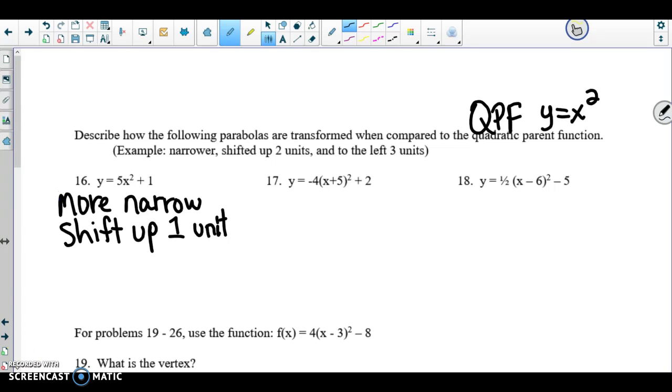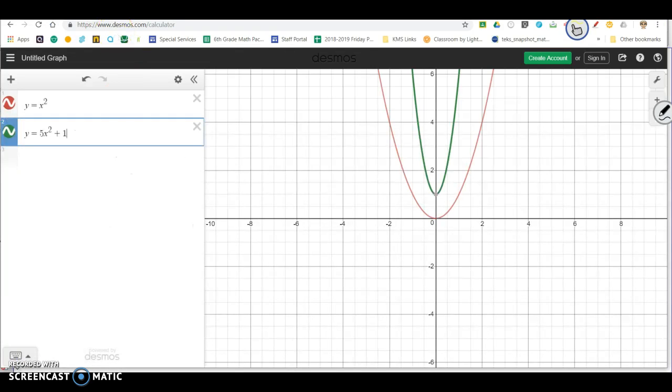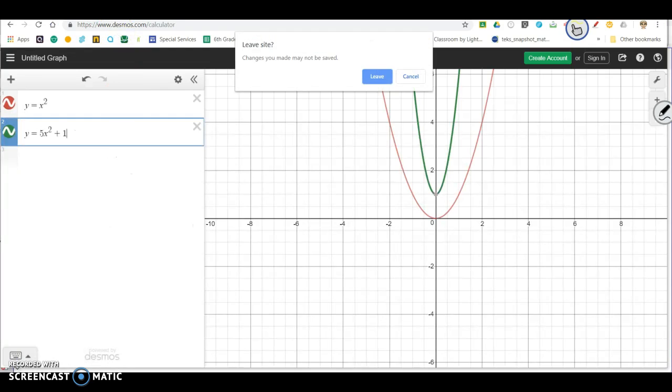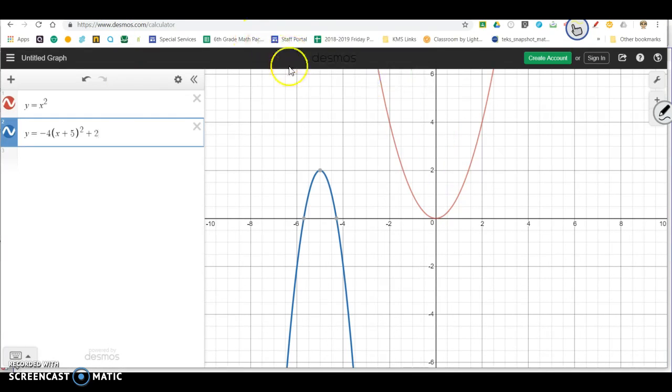But if we look at the graph, the quadratic parent function compared to, so let's look. Okay, so here's my quadratic parent function. It's in red. This one, our new one, is reflected over the x-axis. Oftentimes we say it's flipped, but really it's reflected over the x-axis. It is more narrow because of the 4 part of that, and then it's shifted to the left 5 and up 2. Wow, so there's a lot of things going on here.